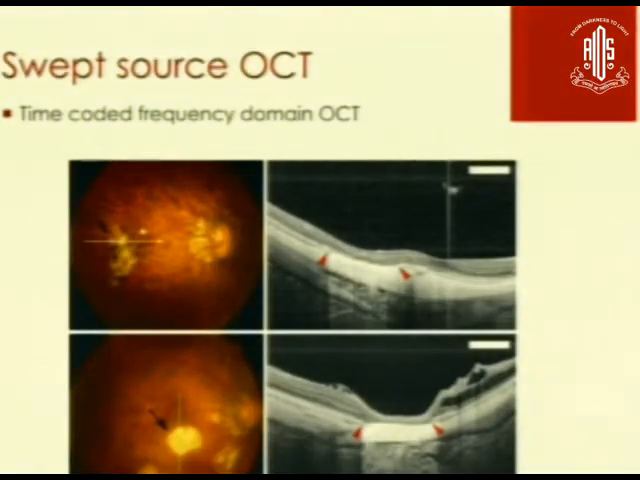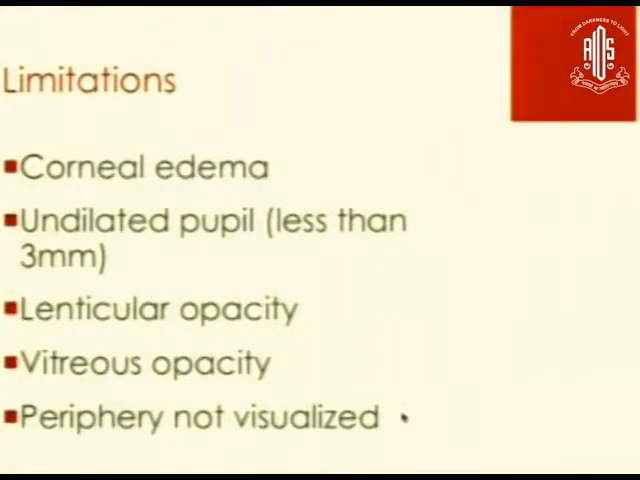This is the swept source OCT, which is a time-coded frequency domain OCT where the scanning is increased even beyond 100,000. And hence you get very high resolution scans as you can see in this picture here. You also have the enhanced depth OCT, which I will again talk about a little later.